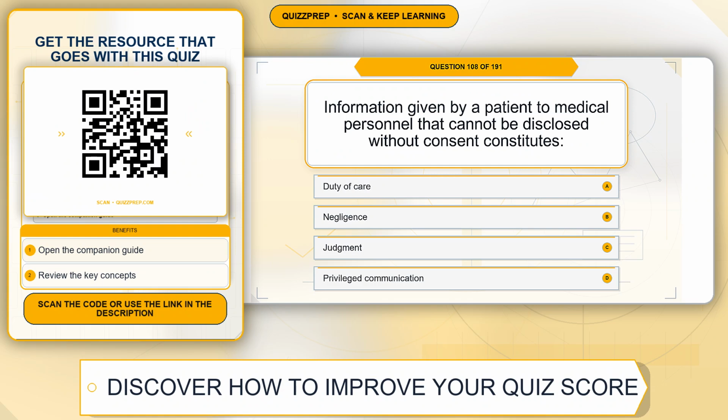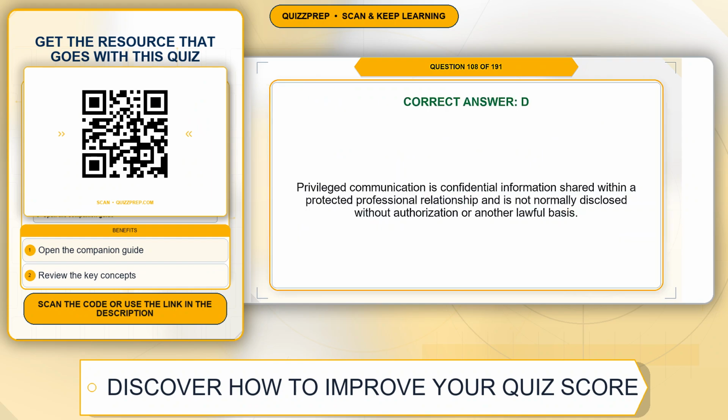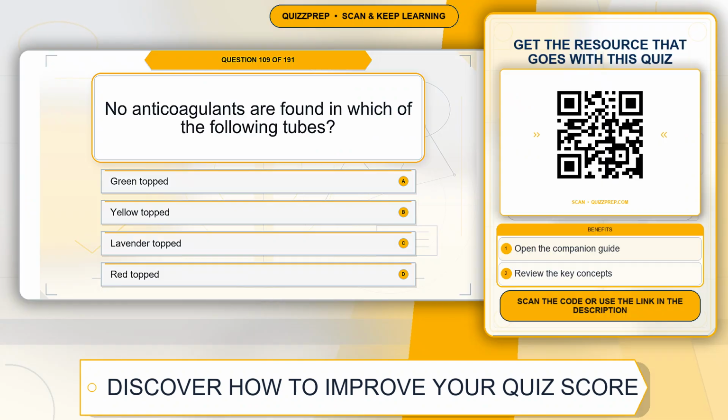Question 108. Information given by a patient to medical personnel that cannot be disclosed without consent constitutes: Option A, duty of care. Option B, negligence. Option C, judgment. Option D, privileged communication. The correct answer is option D, privileged communication. Explanation. Privileged communication is confidential information shared within a protected professional relationship and is not normally disclosed without authorization or another lawful basis.